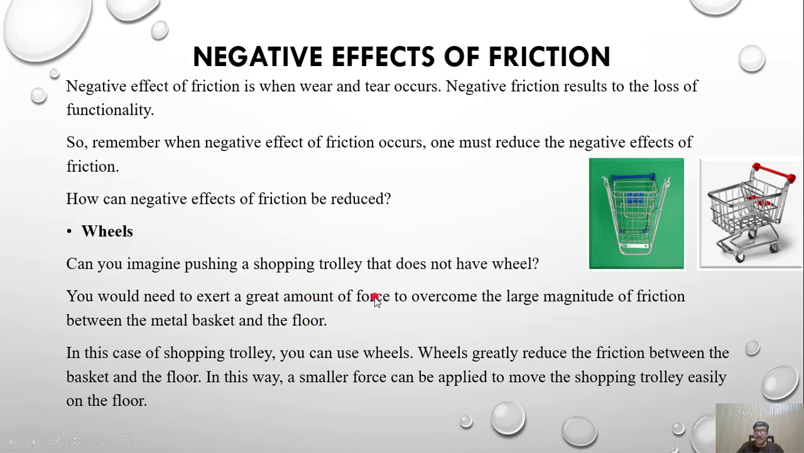So to reduce this large magnitude of friction, we use wheels. You can see here that in the case of a shopping trolley you can use wheels. Wheels greatly reduce the friction between the basket and the floor. In this way, a smaller force can be applied to move the shopping trolley easily on the floor. So wheels are one of the ways to reduce the negative effect of friction.